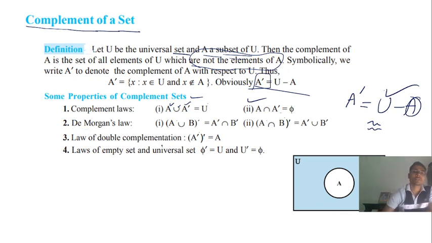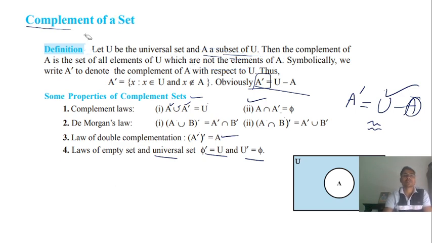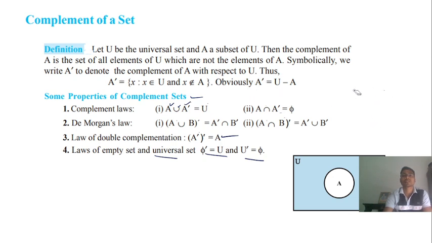The law of double complementation: if you take the complement twice, you will again get the same set A. The law of empty set and universal set: phi dash is equal to U and U dash is equal to phi. So these are a few basic laws commonly used in complement theory, generally needed to understand it easily.